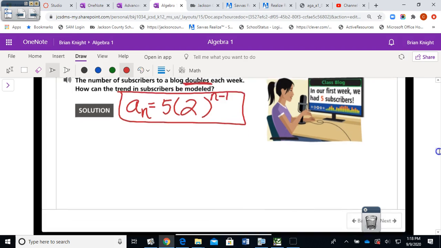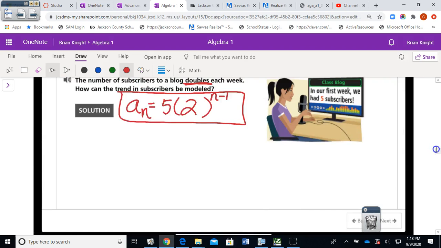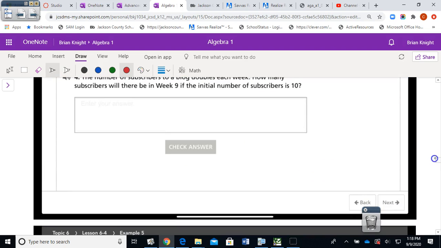So, the next part. The number of subscribers to a blog doubles each week. How many subscribers will there be in week 9 if the initial number of subscribers was 10? It was 5 before. Why'd they have to change it? So a sub, what are we looking for?